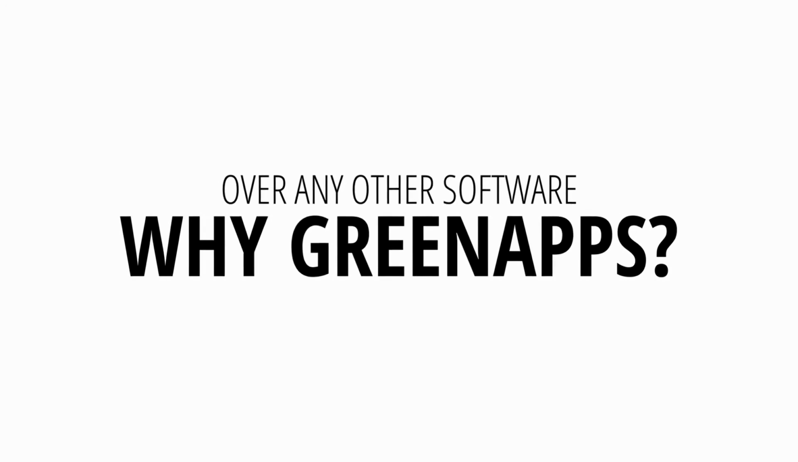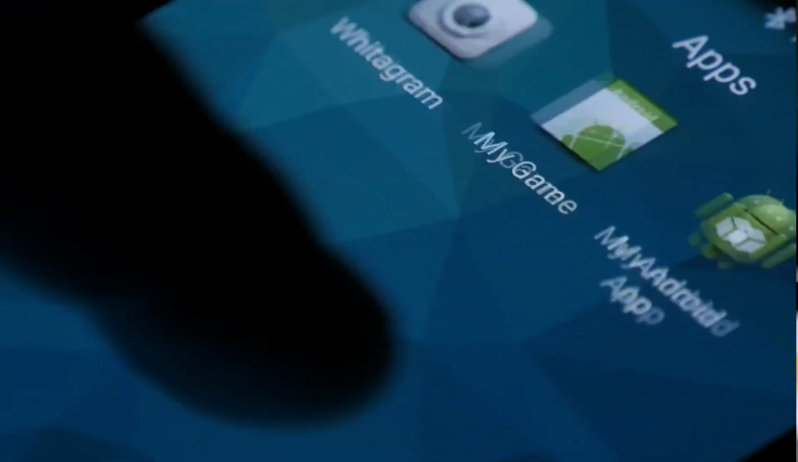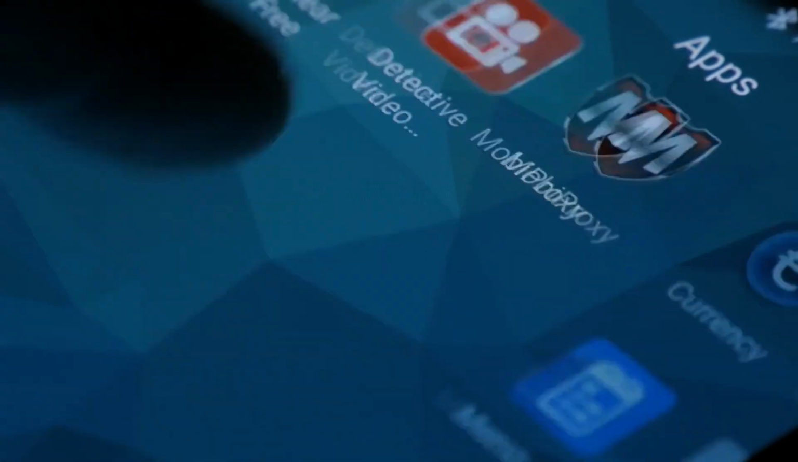Awesome. So that's the tip of the day today, the $1 million question, let's zoom in. Why GreenApps? Over any other software, why GreenApps? Yes, GreenApps is what we call agnostic, right? You're able to connect any and all different apps you use, no matter who the vendor is, into one place.